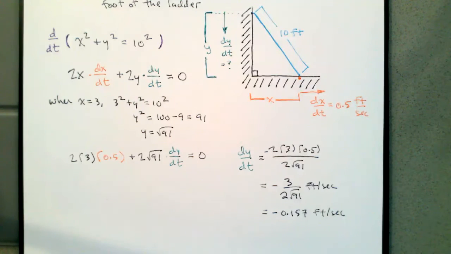This is what's going on. This is how fast the top of the ladder is sliding down the wall when the foot of the ladder is 3 feet from the wall.